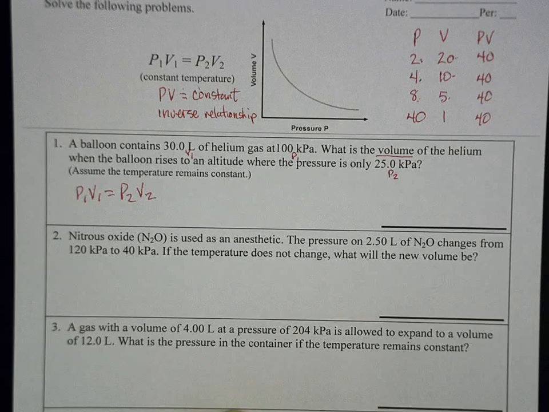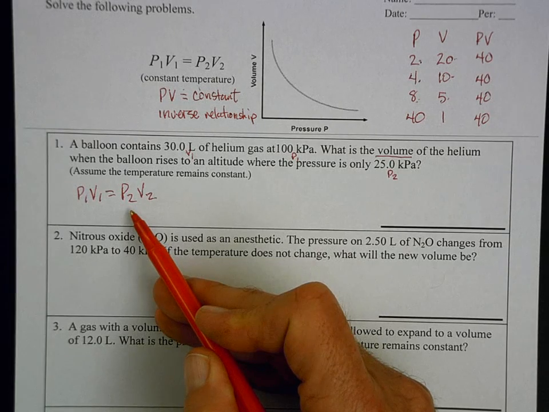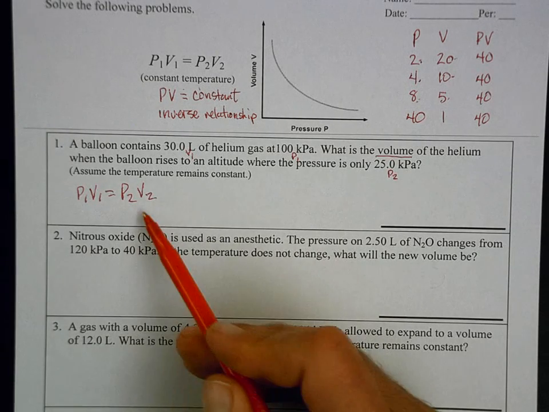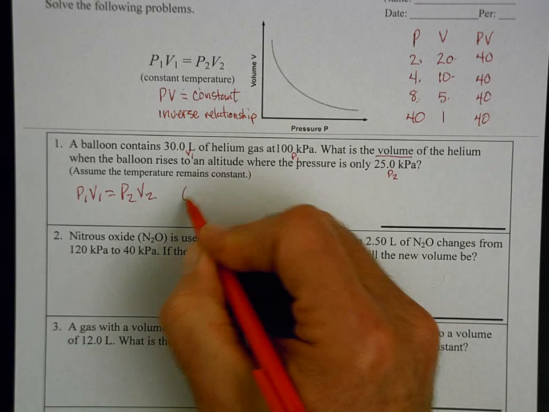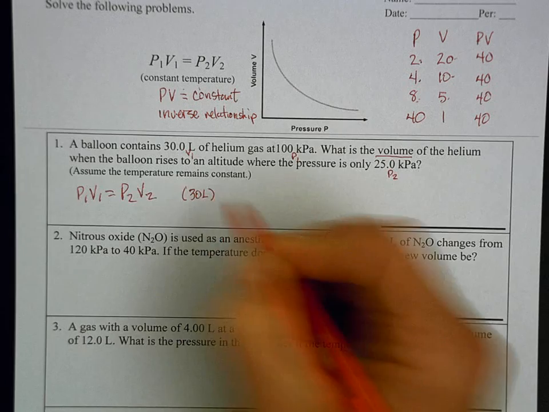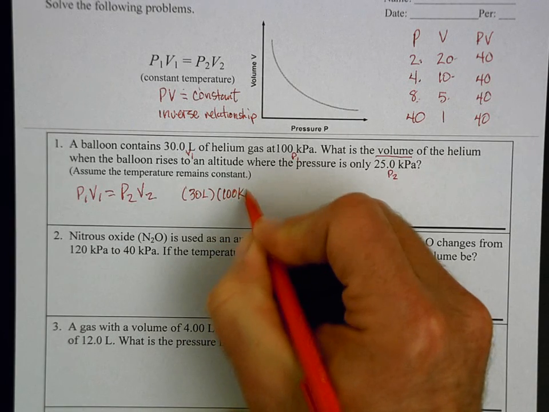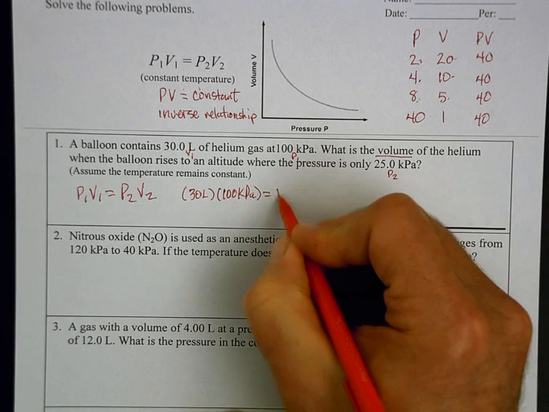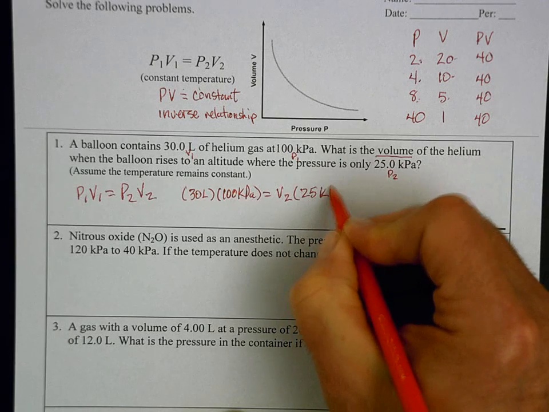When you do this unit, every single problem, you're going to write down the equation. Because depending on the gas law we're using, it'll be a different equation. So you have to write this down first. Now I'm going to plug in my numbers. All right, 30 liters and 100 kPa on the one side, and the other side a new volume that I don't know and 25 kPa.